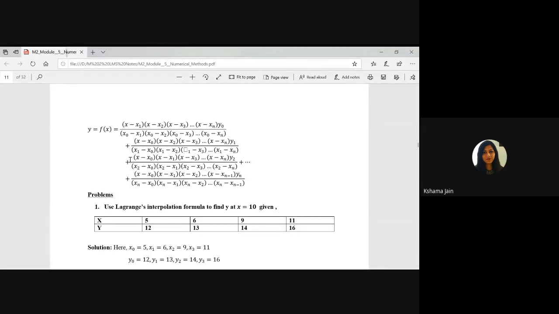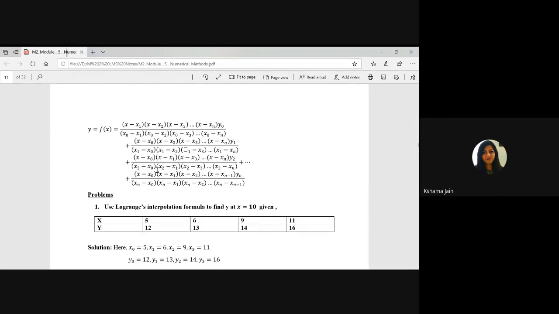Plus, the next term is x2. So x minus x naught, x minus x1, x2 is not there, so x minus x3, and so on up to the last term. Now x2 was missing, so we put y2 divided by, from x2, you subtract each term like this. This is very easy. It looks complicated and big, but if you understand the concept, you can generate this formula by yourself. This is just formula based.